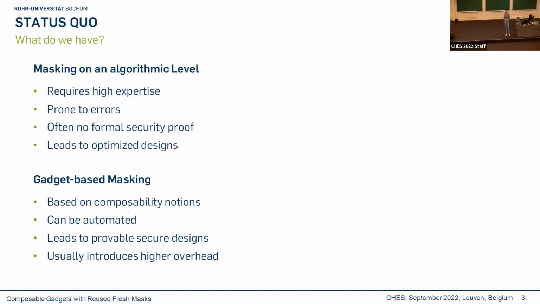Masking is a long-standing countermeasure against side channel analysis. The underlying principle is that we split the secret into shares that are uniformly drawn and independent of each other, and then we perform the operation on these shares instead of the secret itself.